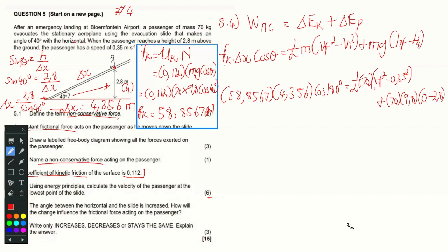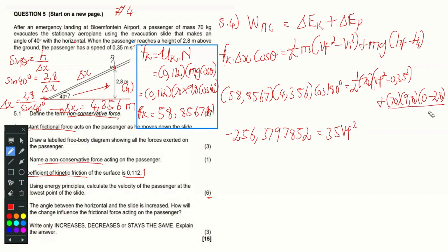So at this point, you just need your calculator. Punch all of this: 58.8567 multiplied by 4.356, and then cos 180 degrees. This will give us negative 256.3797852. Right, so let me write all of it. And then what is half of 70? Half of 70 will be 35, and then VF squared.